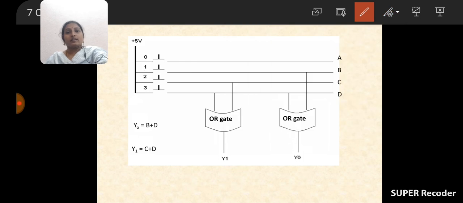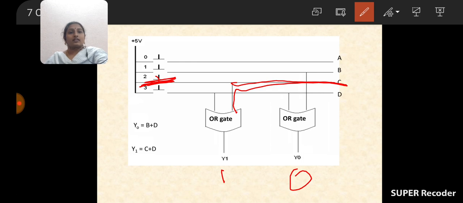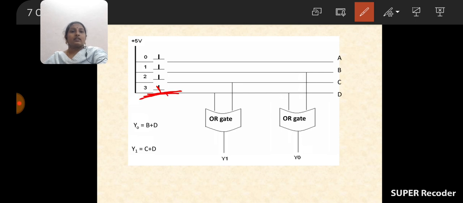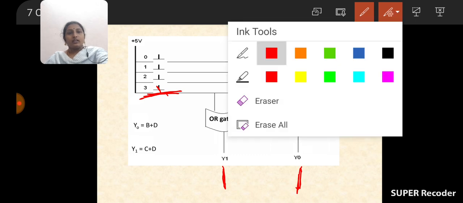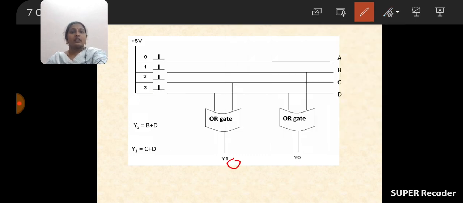Okay, next by pressing 2, that push button switch 2, so this line is connected here, so now it is 1, it is 0. Okay, next, while coming to the third switch, by pressing this switch, it produces Y0 is equal to 1, Y1 also is equal to 1. Both are equal to 1. So see here, by pressing 0 we are getting 0 and 0, by pressing 1 we are getting 0 and 1, by pressing 2 we are getting 1 and 0, by pressing 3 we are getting 1 and 1.